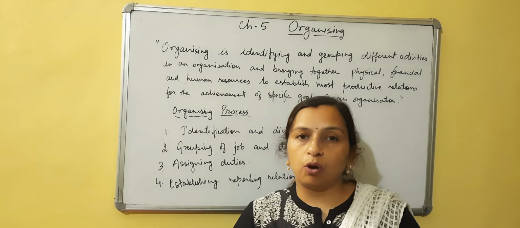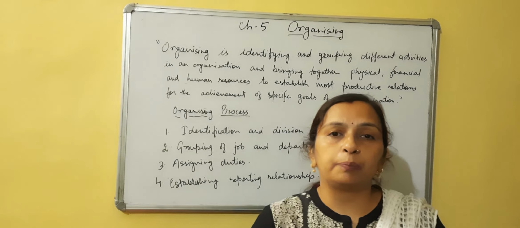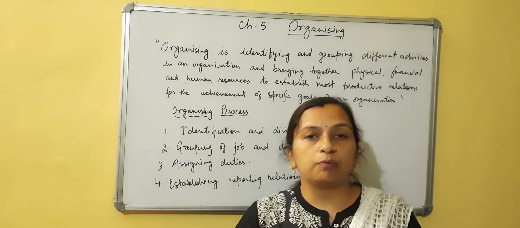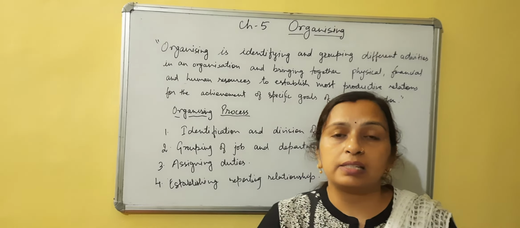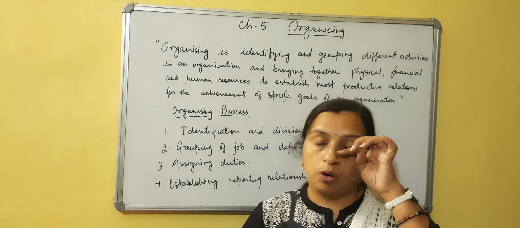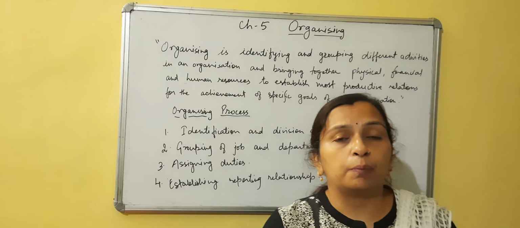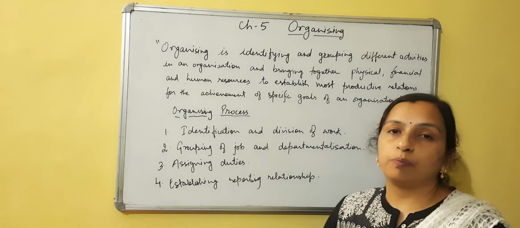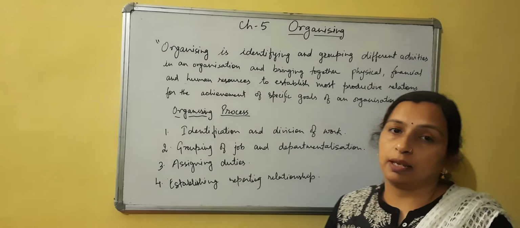Now planning we have already done. Whenever management is done, the first step or the primary function of management is planning. Planning is deciding in advance your future course of action. That is setting up of your objectives. So in the planning function we have set our objectives, we have selected the best alternative. Now after deciding our objective, the next function of management is organizing.